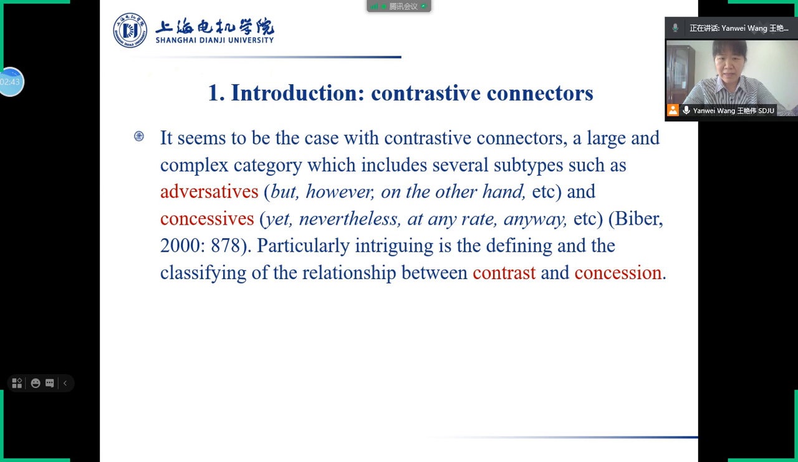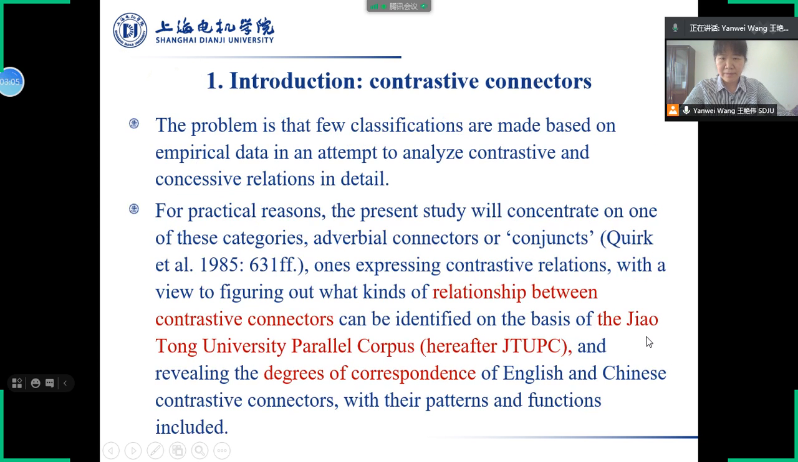So it seems to be the case with contrastive connectives, a large and complex category which includes several subtypes such as adversatives and discursives. Particularly intriguing is the defining and the classifying of the relationship between contrast and concession. The problem is that few classifications are made based on empirical data in an attempt to analyze contrasting and concessive relations in detail.